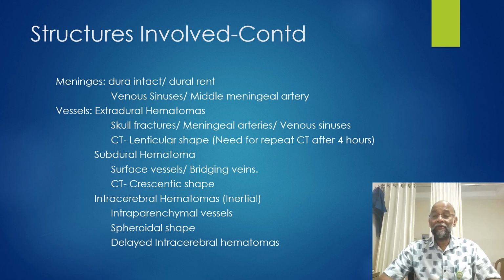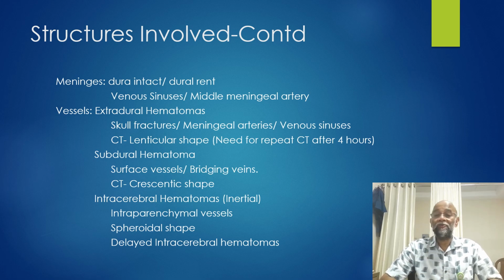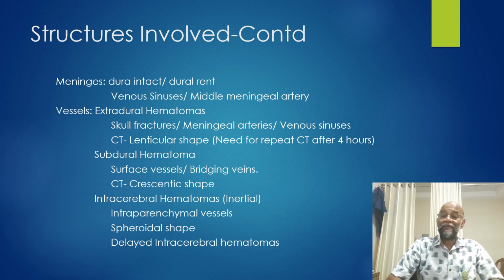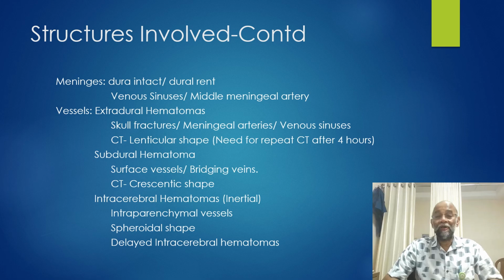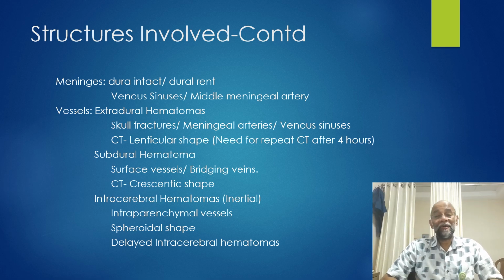Subdural hematomas, that is under the dura, outside the brain, can occur because of injury to the surface vessels, which might be arteries, small arteries, or it might be because of rupture of the bridging veins which are draining from the surface of the brain to the sinuses might get avulsed. On CT, a subdural hematoma has the appearance of a crescent. It's called a crescentic shape of a subdural hematoma, as opposed to the lenticular shape of an extradural hematoma.